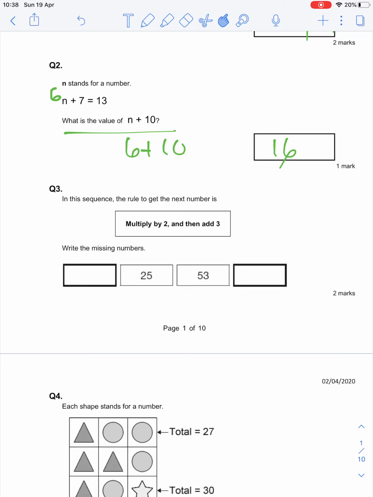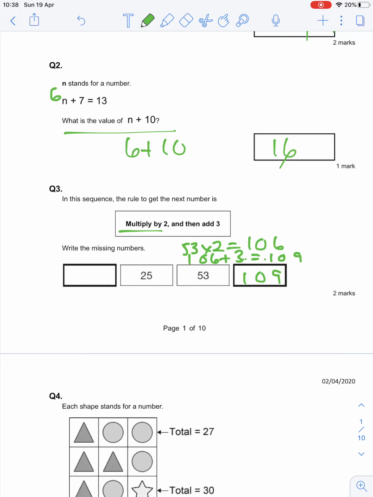Okay, this one. In this sequence, it's a sequence of numbers, the rule to get the next number is multiply by 2 and then add 3. So I can do this one, this box here, first. So I multiply by 2, so 53 times 2 is 106, and then I add 3. And I get 109.